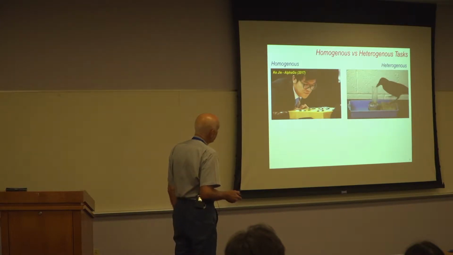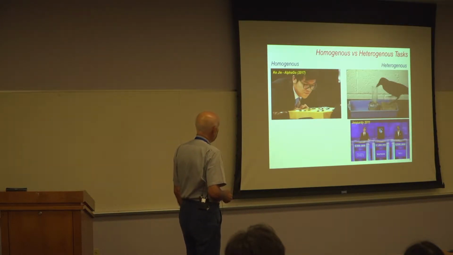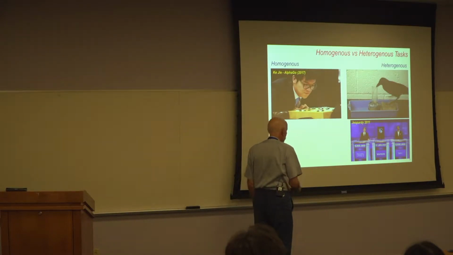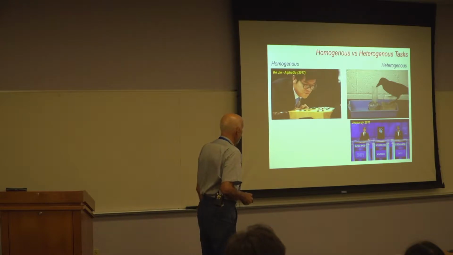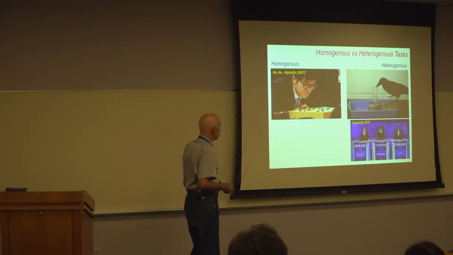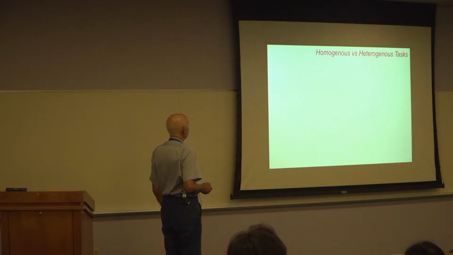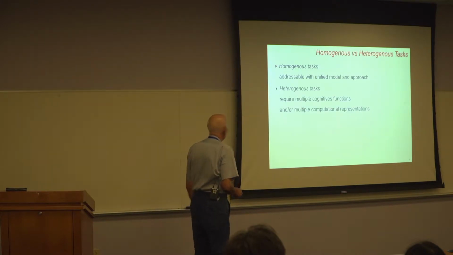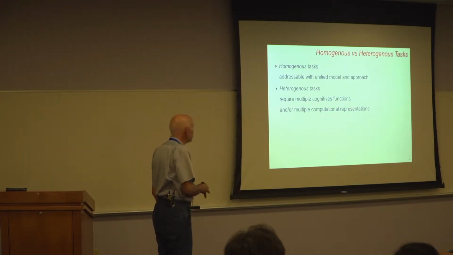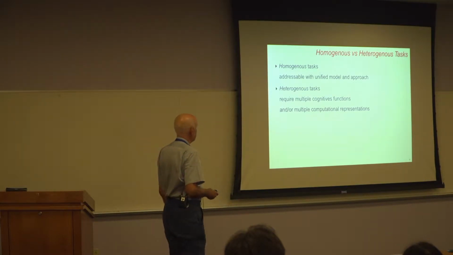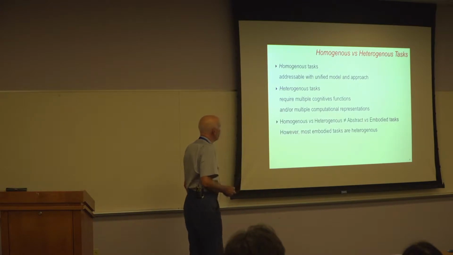This is typically a heterogeneous task, and I believe that this game that you probably have heard of, Jeopardy, won by the IBM Watson system in 2011, is also a heterogeneous task. If we try to define homogeneous tasks, basically they are addressable with a unified model and approach, whereas heterogeneous tasks require multiple cognitive functions and multiple computational representations. And then we need to integrate these.